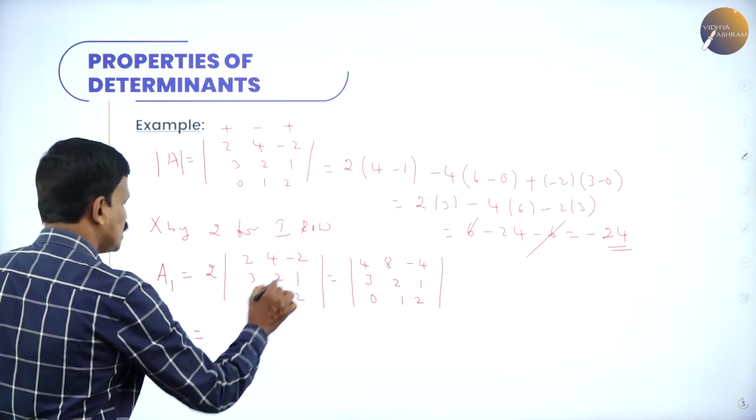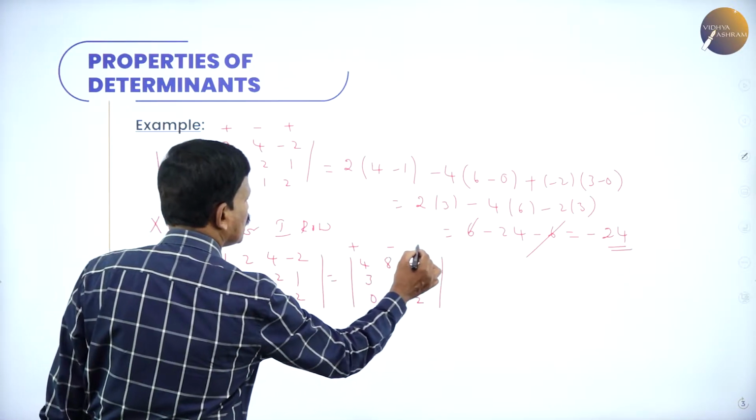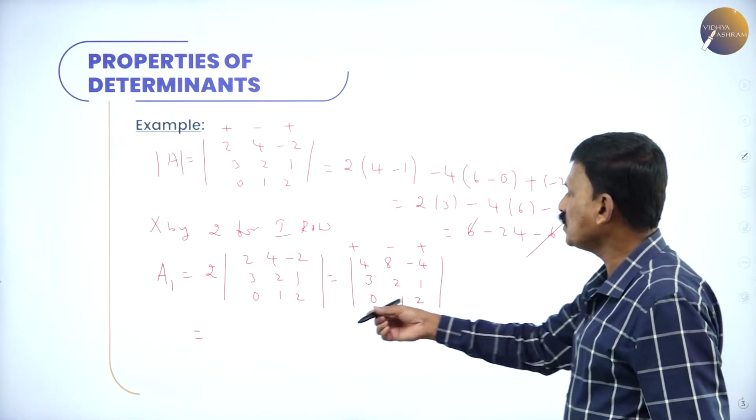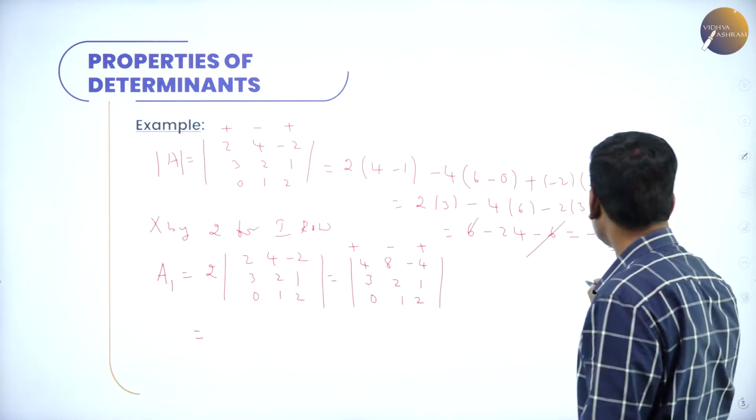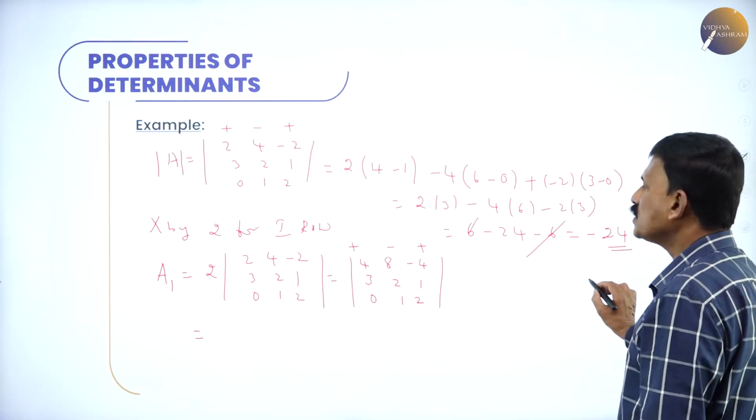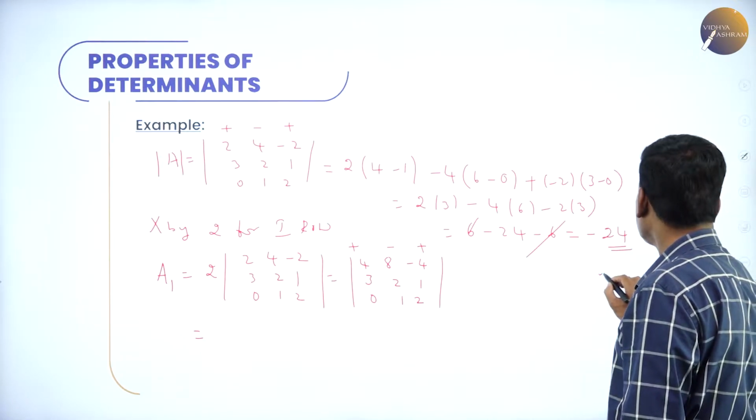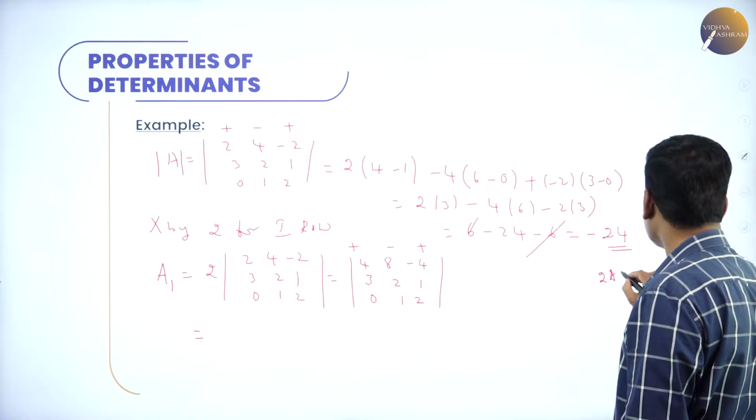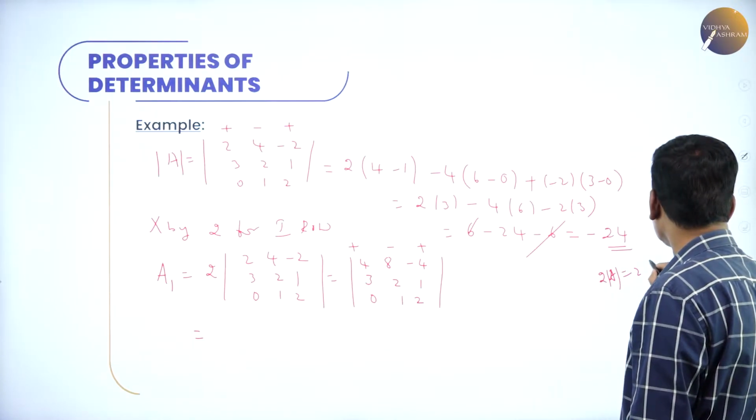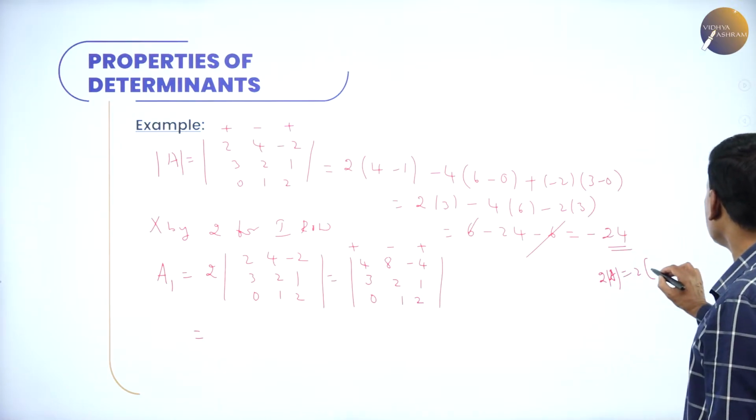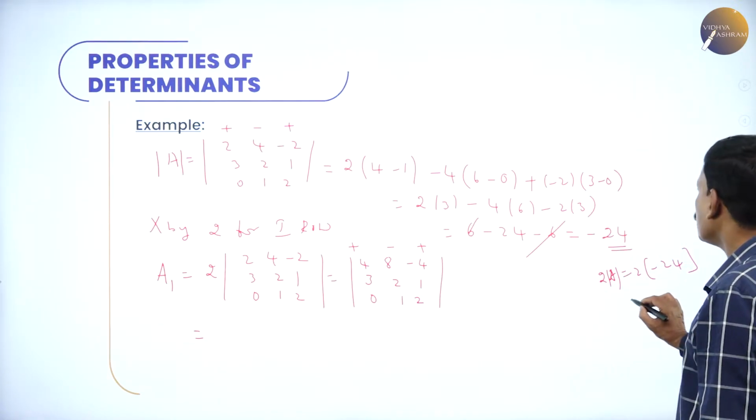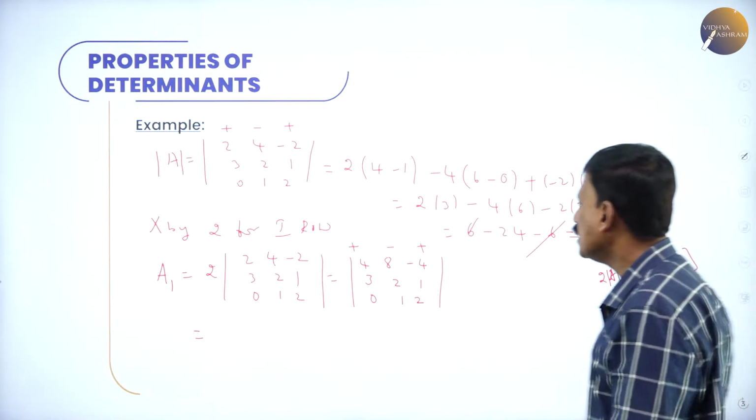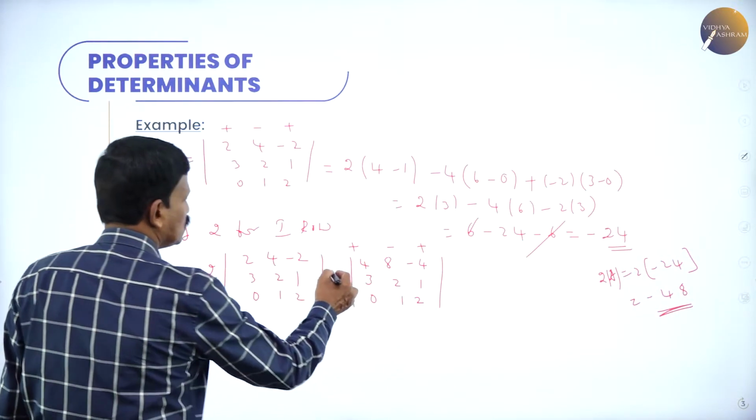Simplify this, that is plus, minus and plus. What are we going to multiply here? 2. So this must be equal to 2 times the determinant A, that is 2 into the value of the determinant, minus 24. So you are going to get minus 48 as the simplified answer. Let me check.